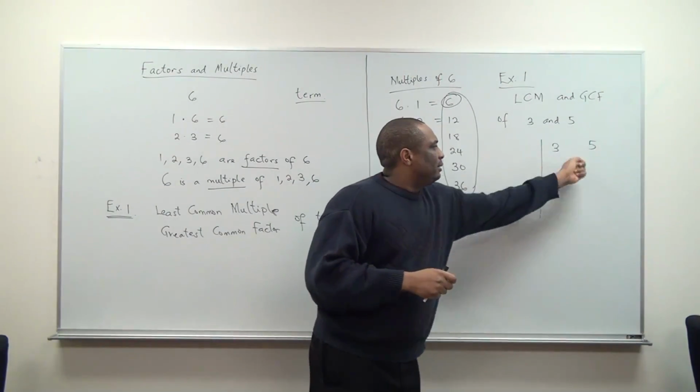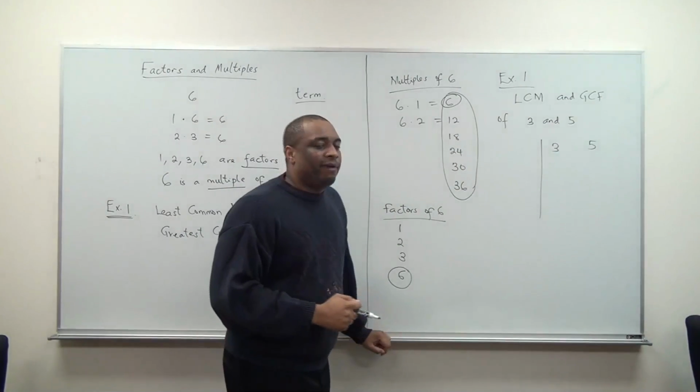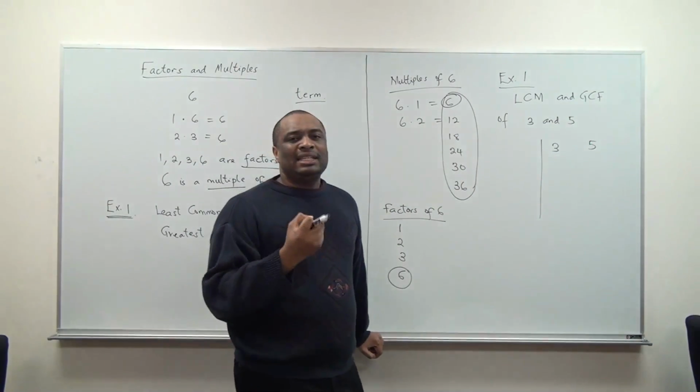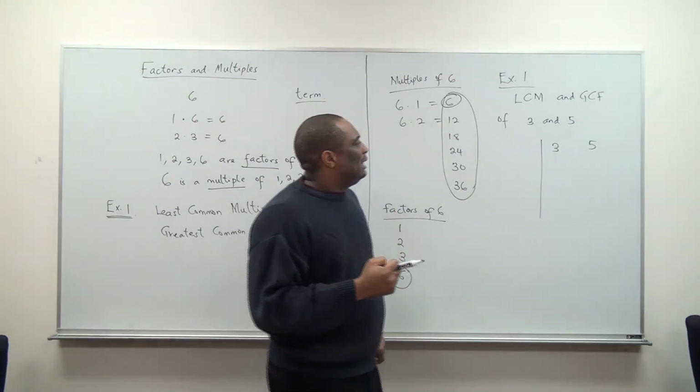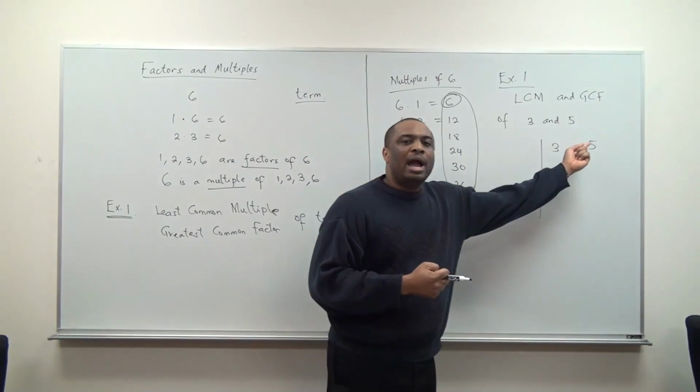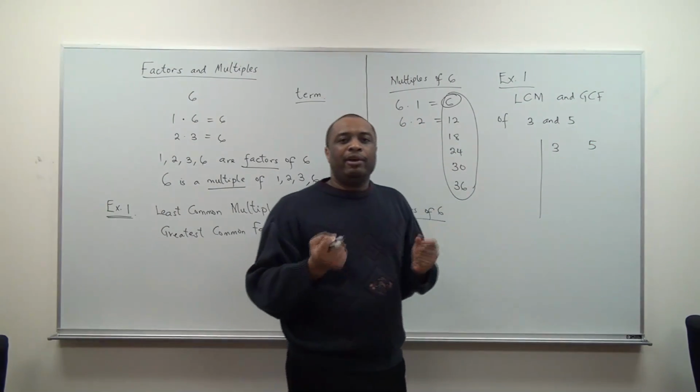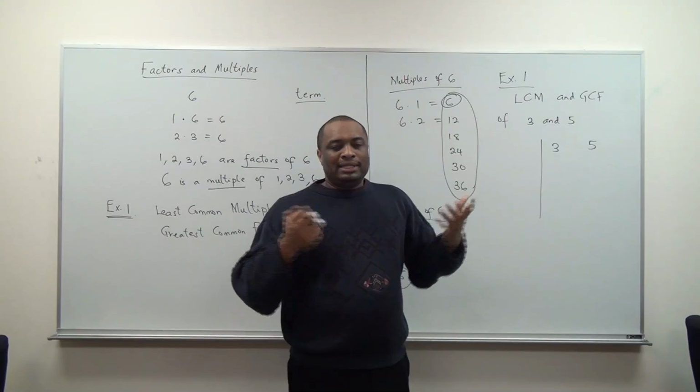If you look at this, for instance, 3 and 5, what is the smallest number that can divide 3 and also divide 5 without a remainder? Let's start with 1.